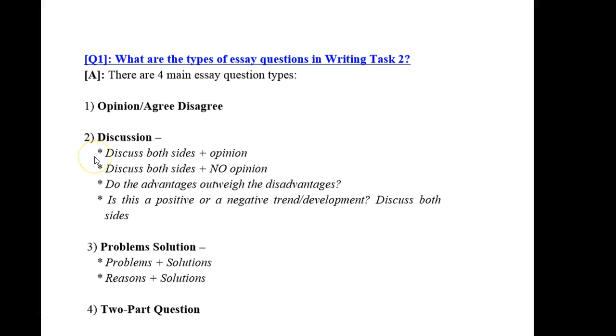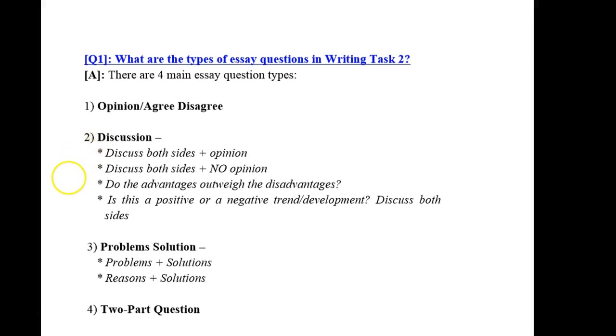The next type of question is the discussion question, and it also has 4 types. In the first type, you're asked to discuss both sides, A and B, and then give your opinion. In this case, your opinion should be given in the conclusion rather than the introduction, as you usually do with the first type, the agree or disagree essay.